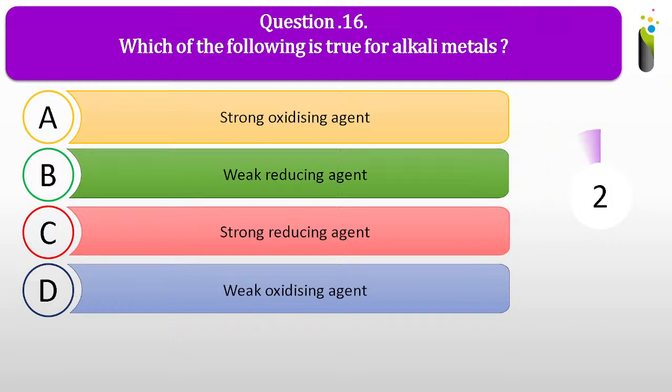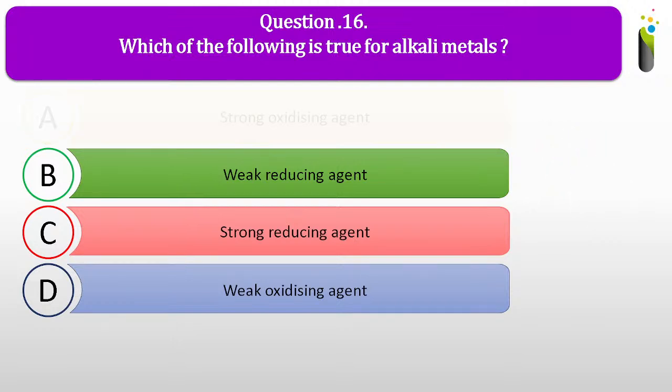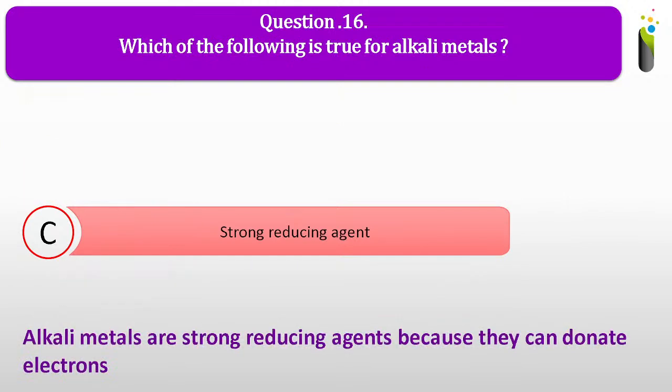And the correct answer for this question should be C. Strong reducing agent. This is something which holds true for alkali metals. That is, alkali metals are strong reducing agents because they can donate electrons.